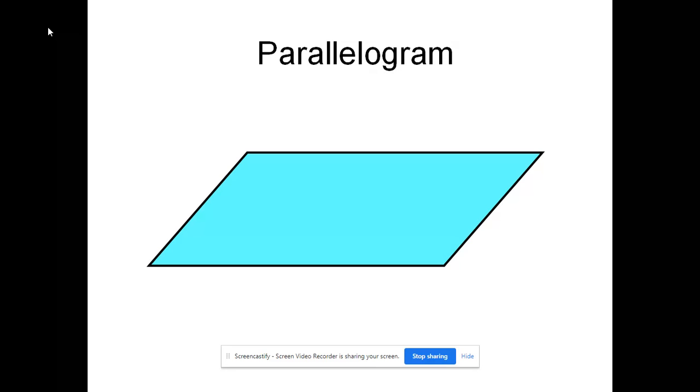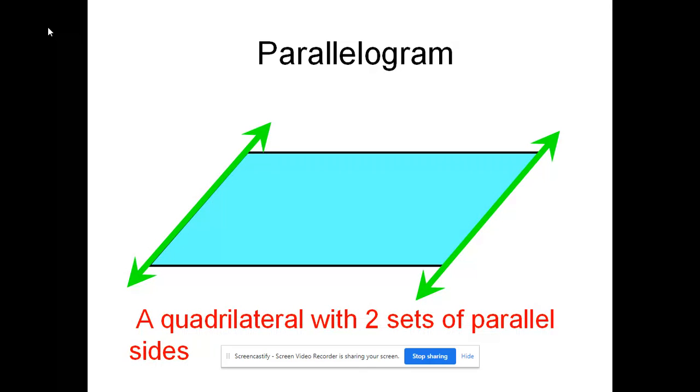And let's try that same idea again. Let's try to figure out what is the main attribute that describes a parallelogram. If we could pick out one, we would say it is a quadrilateral, four-sided polygon. It's a quadrilateral with what? Did you say two sets of parallel sides? If you did, that's correct.